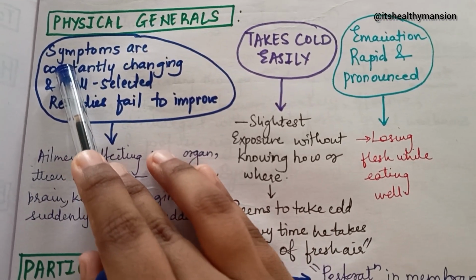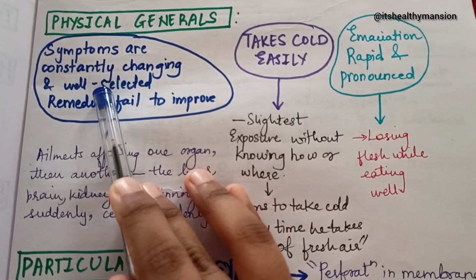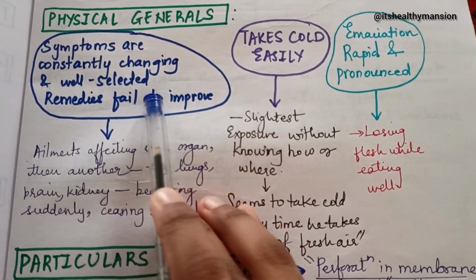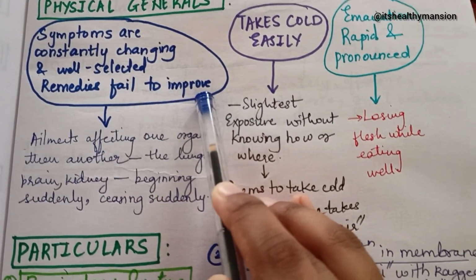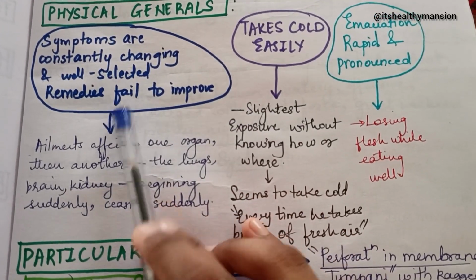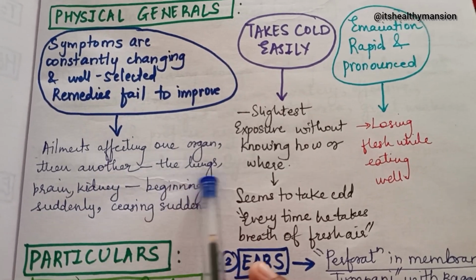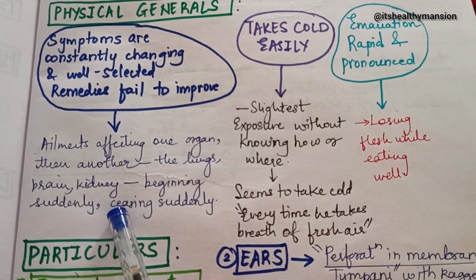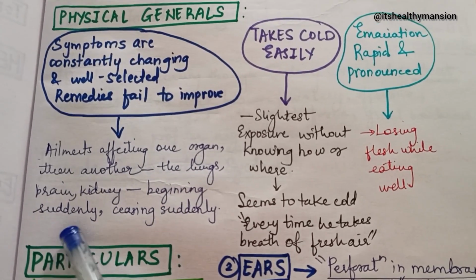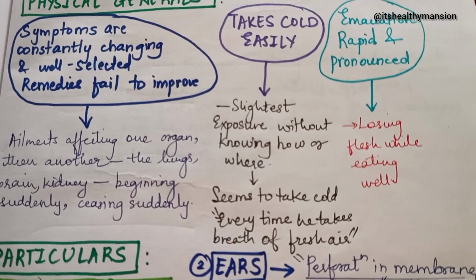So, first, symptoms are constantly changing and well-selected remedies fail to improve. Ailments affecting one organ, then another. The lungs, brain, kidney, beginning suddenly and ceasing suddenly.